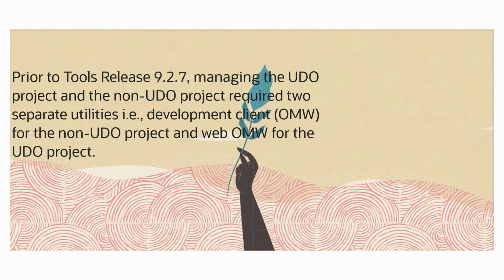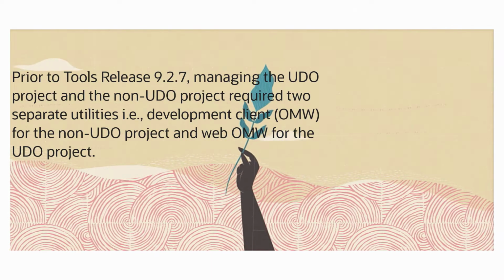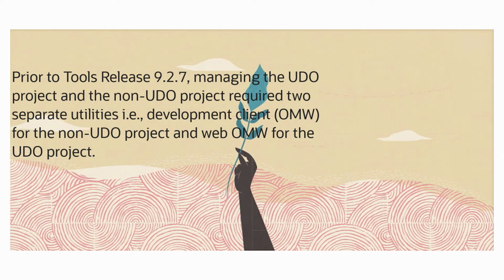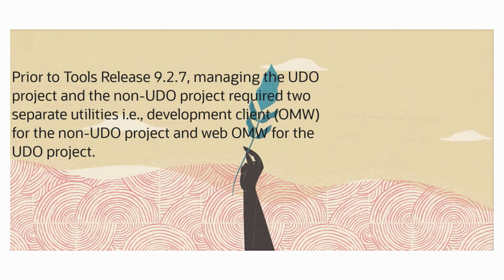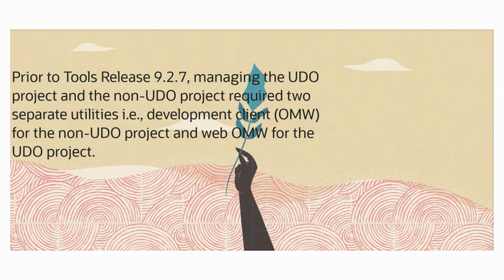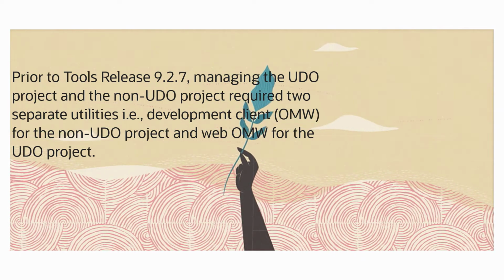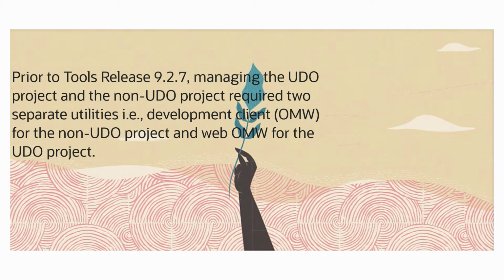Prior to Tools Release 927, managing the user-defined objects project and the non-user-defined object project required two separate utilities. That is, Development Client for the non-user-defined objects and Web OMW for the user-defined object project.